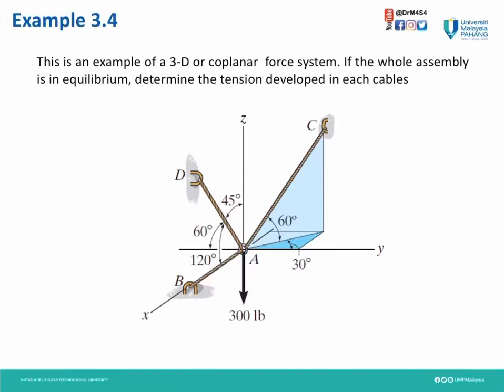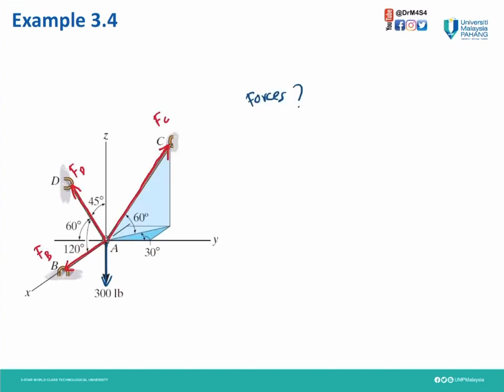Next is example 3.4. In this question, the cable is subjected to a weight of 300 pounds and it is in equilibrium. Therefore, we need to determine the tension developed in each cable. First of all, we need to know what forces are involved when subjected to 300 pounds. So the weight is 300 pounds.